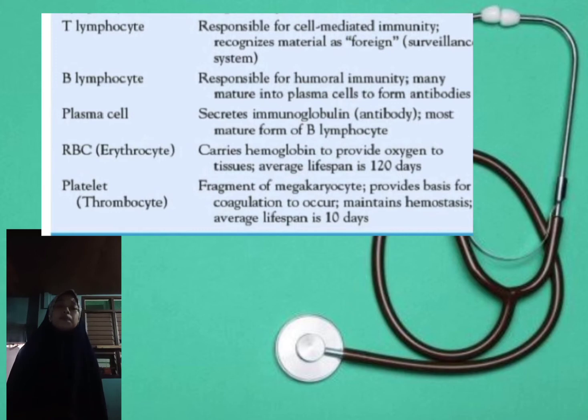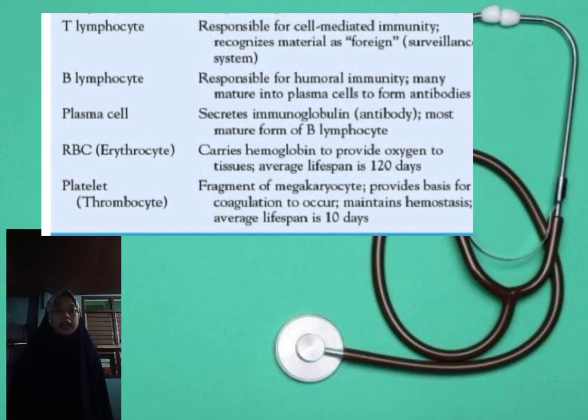And the next is the plasma cell. Plasma cells secrete immunoglobulin and are the most mature form of B cells. These plasma cells are differentiated B lymphocytes, white blood cells capable of secreting immunoglobulin or antibody. These cells play a significant role in the adaptive immune response, namely being the main cells responsible for humoral immunity.